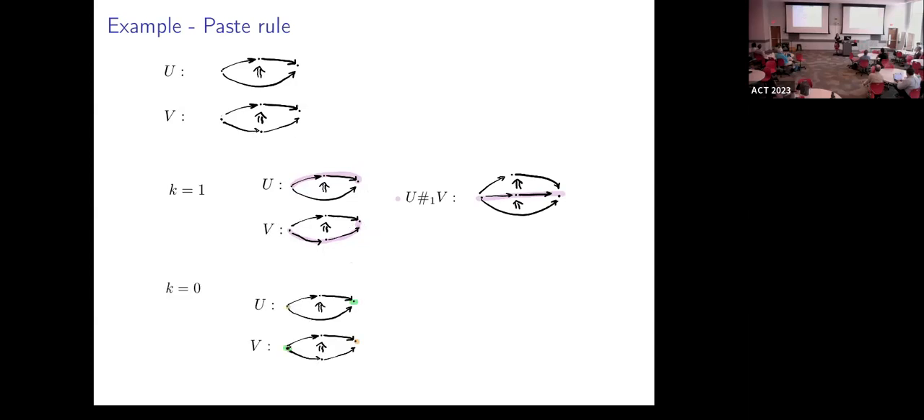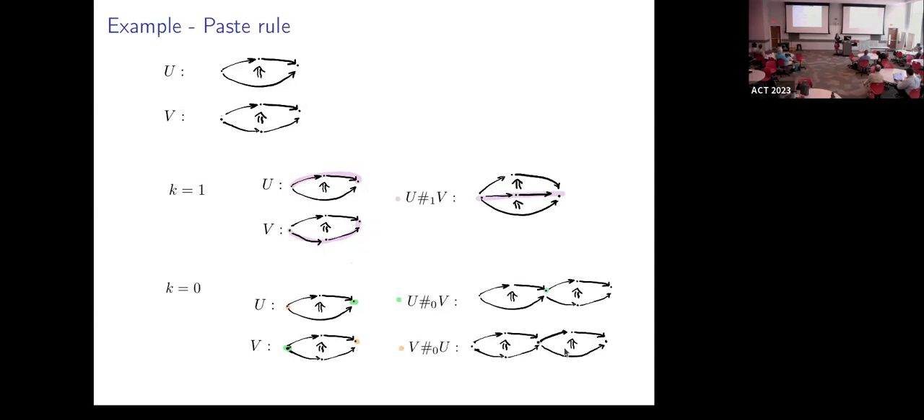And this is the only boundary along which we can glue U and V, and we obtain the following regular molecule. And then for k equals 0, we have two cases, because the output boundary of U is isomorphic to the input boundary of V, but also the output boundary of V is isomorphic to the input boundary of U. So then we can glue them along this green isomorphism or along this orange isomorphism. We can obtain two different regular molecules in this case.